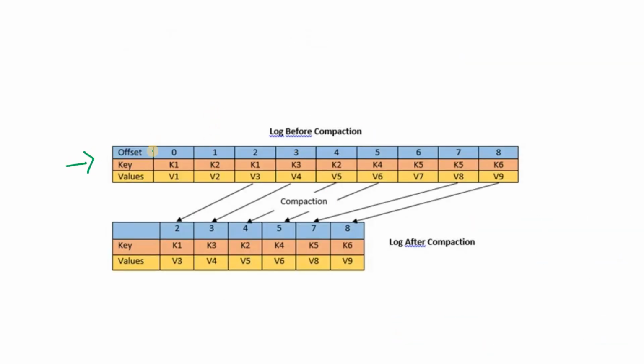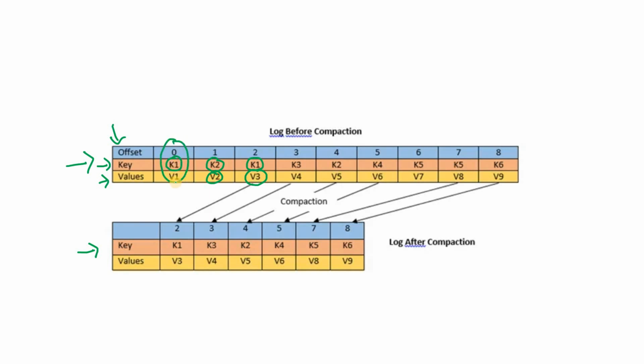Suppose this is within a particular topic, within a particular partition, and the offsets are continuously increasing: 0, 1, 2 and so on. Here we have the key and here we have the value. First the key K1 came with the value V1, then the key K2 came with value V2, then the key K1 again came with value V3 and so on. Now see, after log compaction we are getting this particular output. How is it coming? Observe carefully.